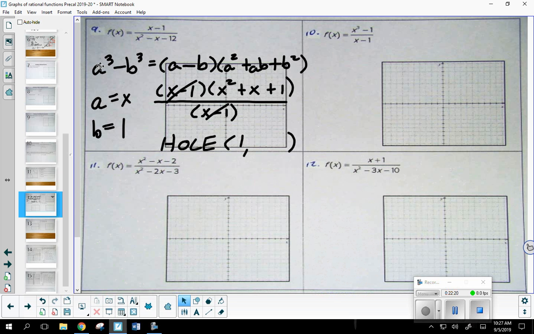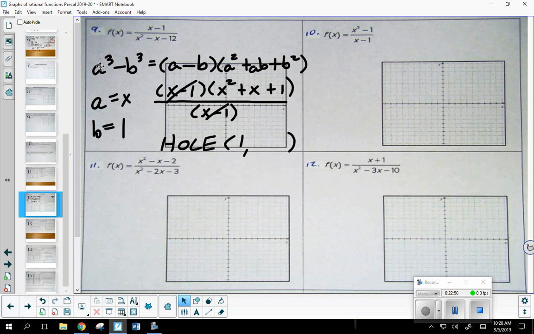Okay, removable discontinuity. If you see removable discontinuity, that's the fancy way of saying hole. Does anybody know what we call a vertical asymptote? What kind of discontinuity? Okay, it's an infinite discontinuity. So don't let the vocabulary stump you. Infinite discontinuity, vertical asymptote. Removable discontinuity, hole. There we go. So how do I figure out the y value of the hole?